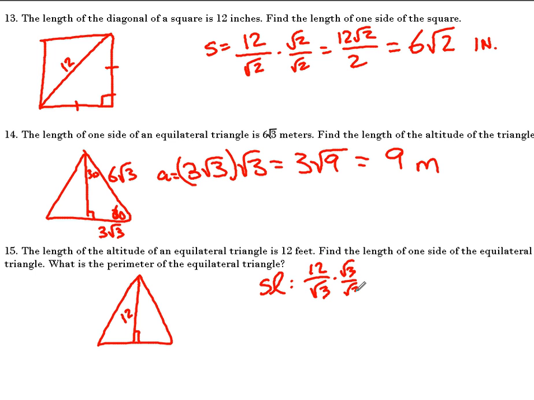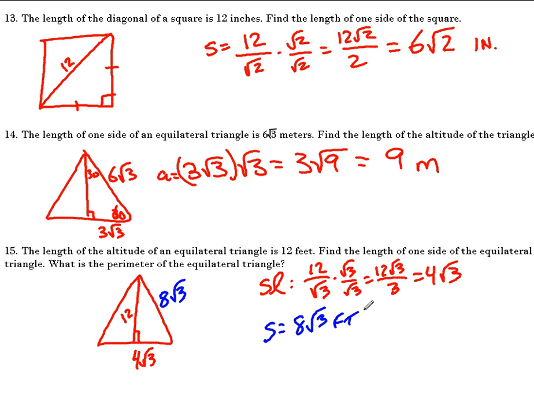I'll rationalize it. Root 3 over root 3 gives me 12 square roots of 3 over 3, which is the same as 4 square roots of 3. So this guy right here is 4 times the square root of 3. From there, to get from the short leg to the long leg, I just multiply by 2. So the side length here, as my answer, is 8 times the square root of 3 feet.